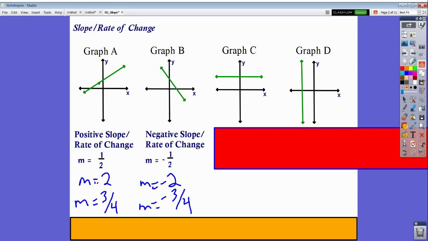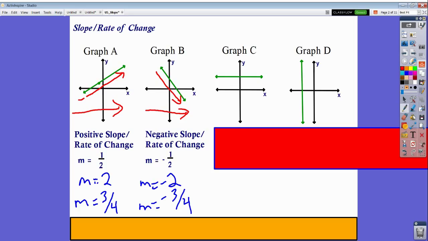If we look at the graphs, we always read from left to right. So when I read graph A from left to right, we see that it's going up and therefore a positive slope. When we read graph B from left to right, we're going down, hence a negative slope.